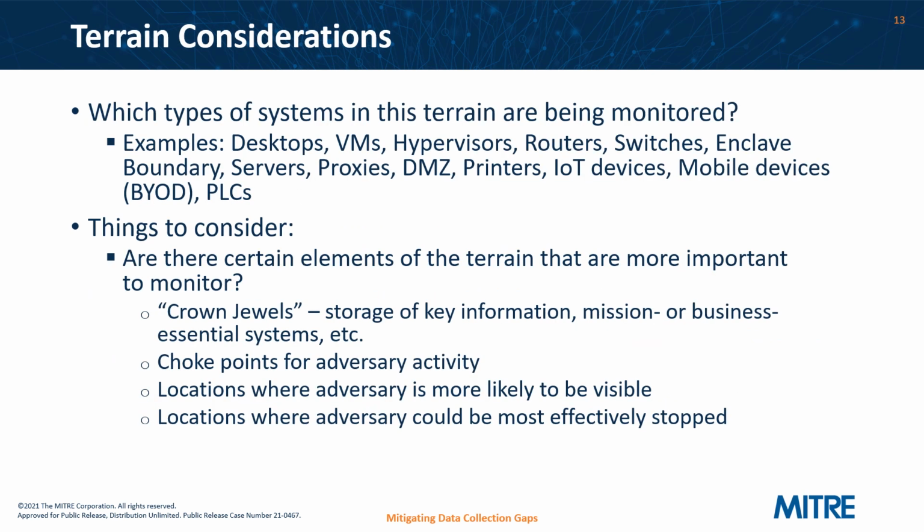Terrain is perhaps the most obvious thing to consider when assessing data collection. We need to know where sensors are deployed, on what devices, and what kind of coverage that gets us on the network overall. It is important to keep in mind that not all terrain may be obvious when asking this question. For example, are mobile devices part of the terrain that you are taking into account?